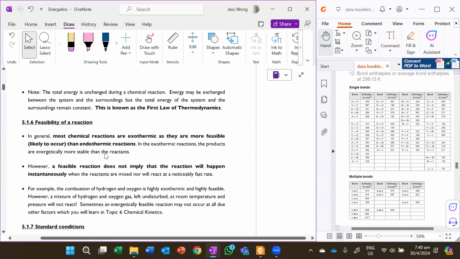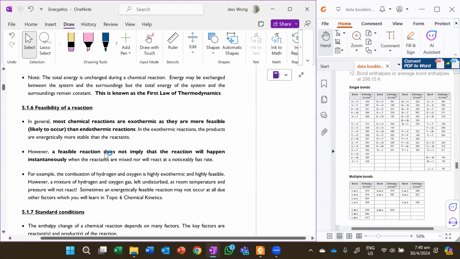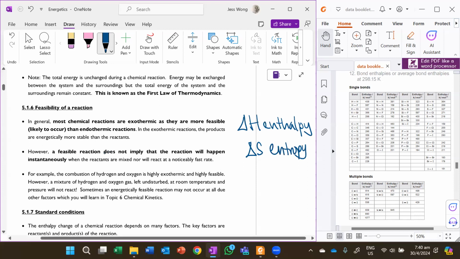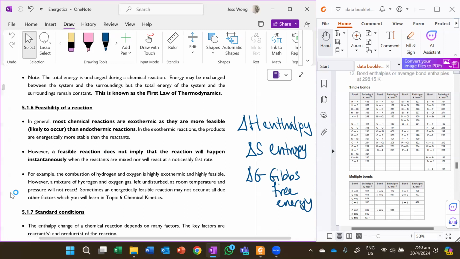All right. So at the end of the day, the first part of this topic is calculating delta H. After we calculate delta H, which is the enthalpy change of a reaction, we will combine it with delta S, which is the entropy change of the reaction, to allow us to calculate delta G, which is the Gibbs free energy. So using the Gibbs free energy, we will be able to predict whether a reaction is feasible or not. When we talk about feasible here, it means spontaneous. Whether the reaction will be spontaneous.